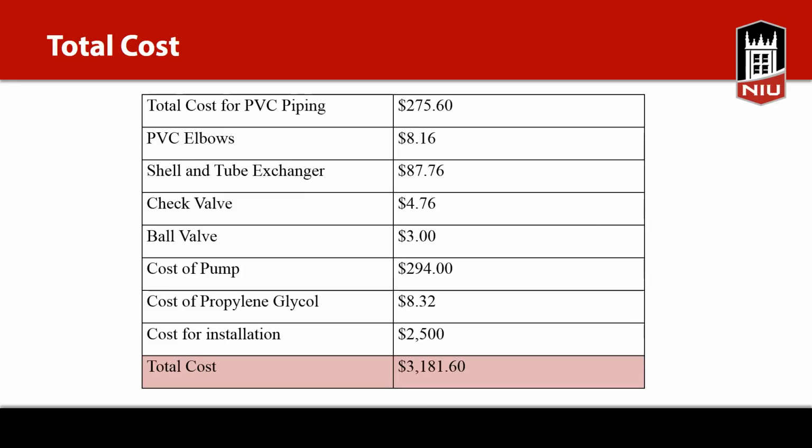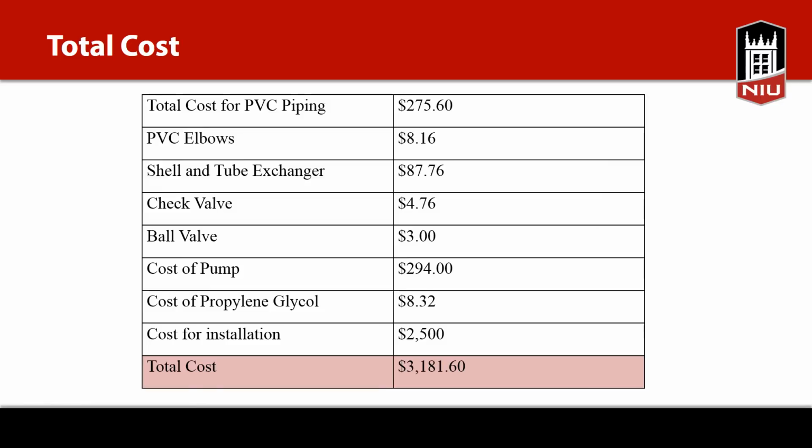On this slide, we have a table that breaks down the cost of our system. For the PVC piping, we used Whitehead Industrial, which had a price of 26 cents per foot. For the 1,046 feet needed of PVC piping for our ground loop, the total cost for PVC came out to be $275.60. The 90-degree elbows that were needed, we purchased from PVC Fitting Online for 34 cents each. For the 24 elbows, that came out to $8.16.